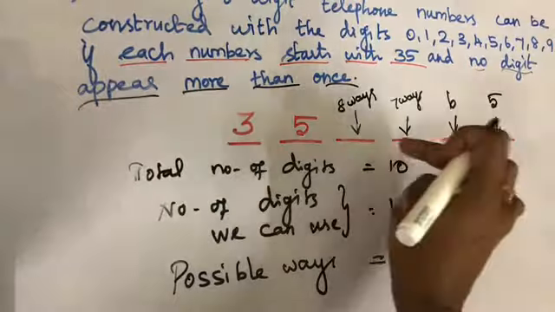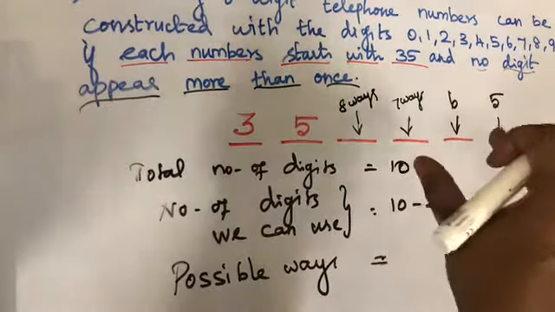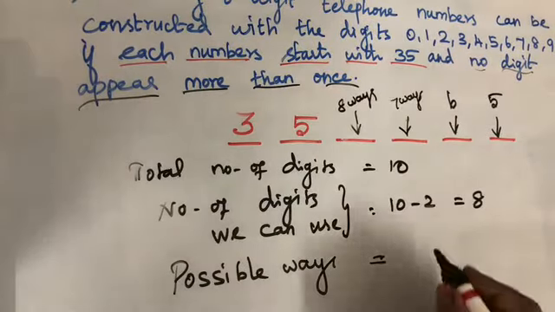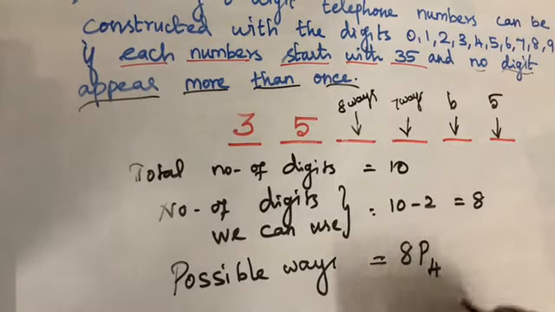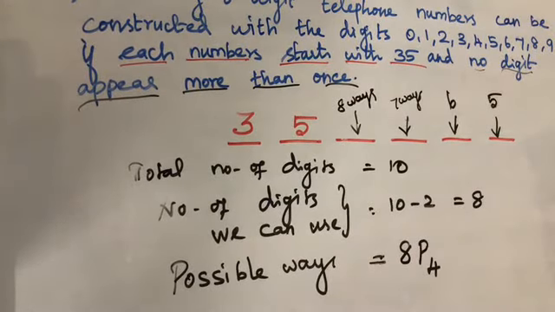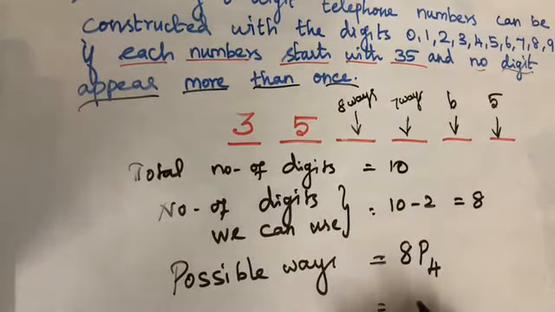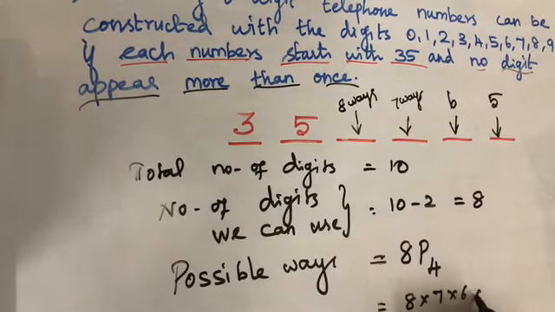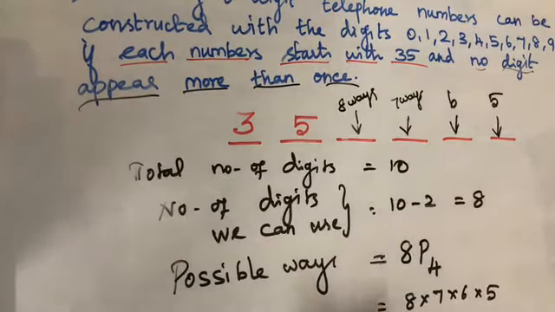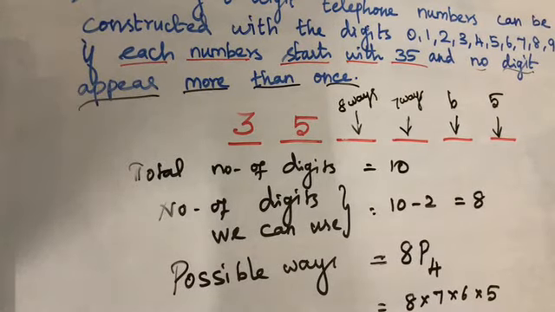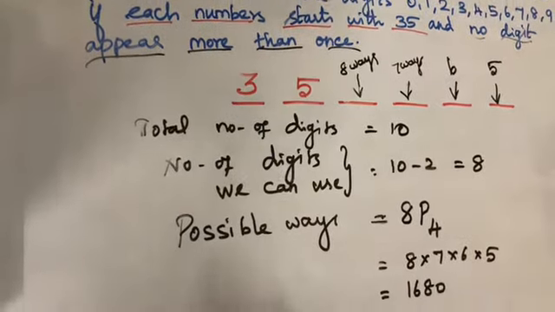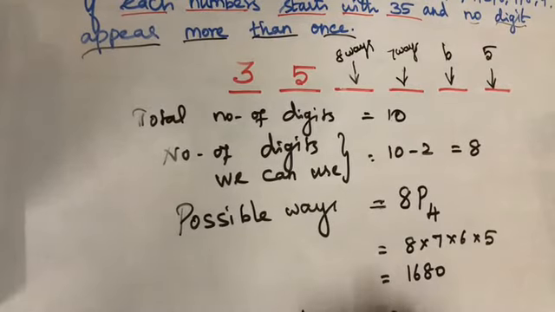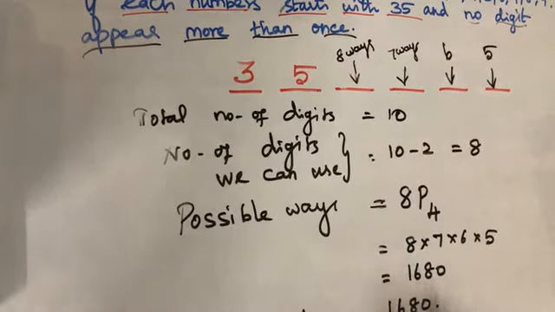Possible ways are these 4 places should be filled with the 8 digits remaining. So 8 digits should be filled in 4 places. So it is 8P4. Okay. So the 4 places only remaining. So that is equal to 8 into 7 into 6 into 5. While multiplying this, we get 1680. So the answer is possible ways are 1680.